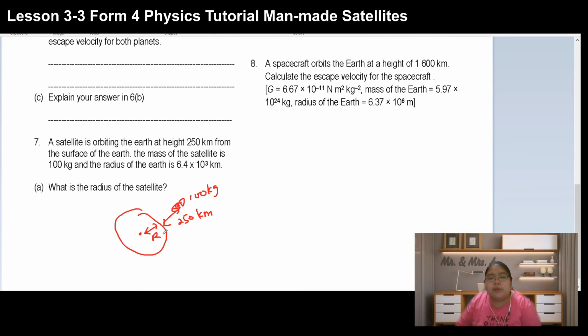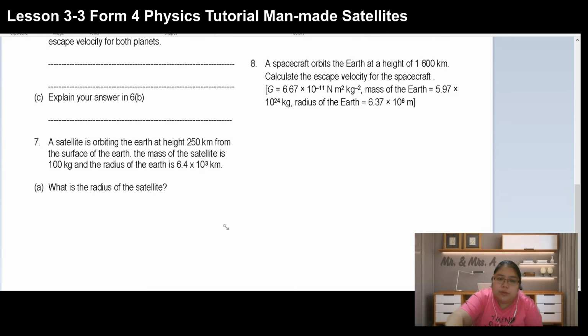Radius of the satellite means you need to add two things, capital R and also this part, h. So this one we call the total radius of the satellite. From here we do the calculation: just the small r plus the h. So that's the answer.